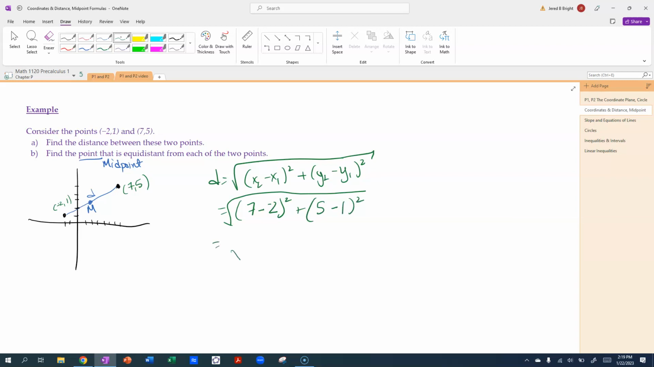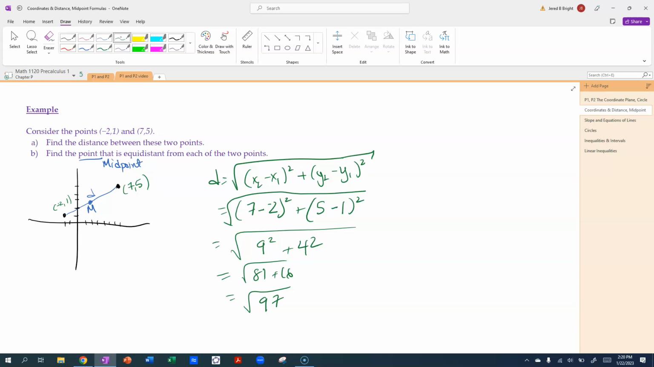Okay, and then I get square root of 9 squared plus 4 squared. Let's see, that is square root of 81 plus 16, also known as the square root of 97. Can't do anything with that. Okay, we're going to leave it like that. We're not going to use decimals unless directed to do so.